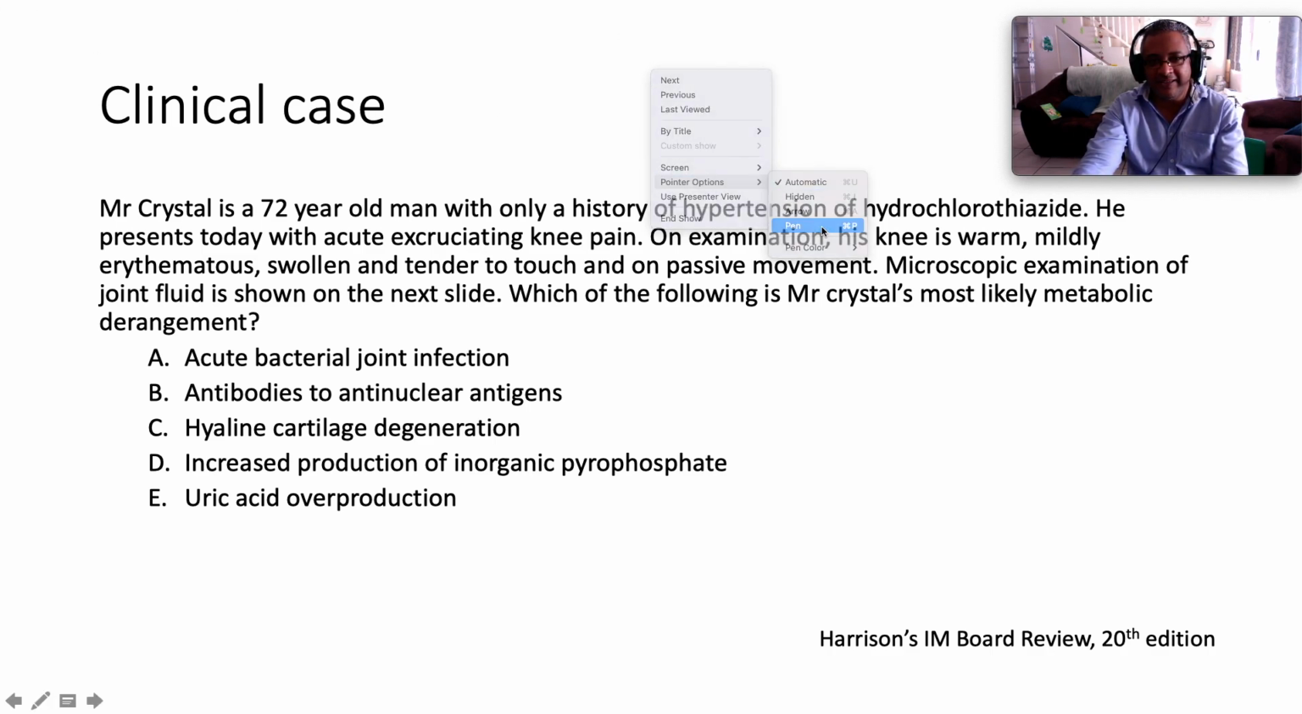Let's get started, guys. Here's our case. Mr. Crystal is a 72-year-old man with only a history of hypertension on our beloved hydrochlorothiazide, otherwise called RUDAC. He presents today with acute excruciating knee pain. Oh dear. On examination, his knee is warm, mildly erythematous, swollen and tender to touch, and on passive movement. Microscopic examination of joint fluid is shown on the next slide.